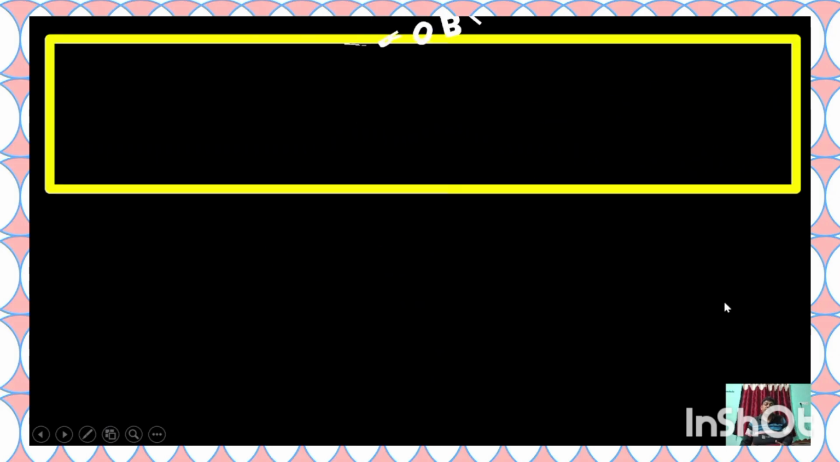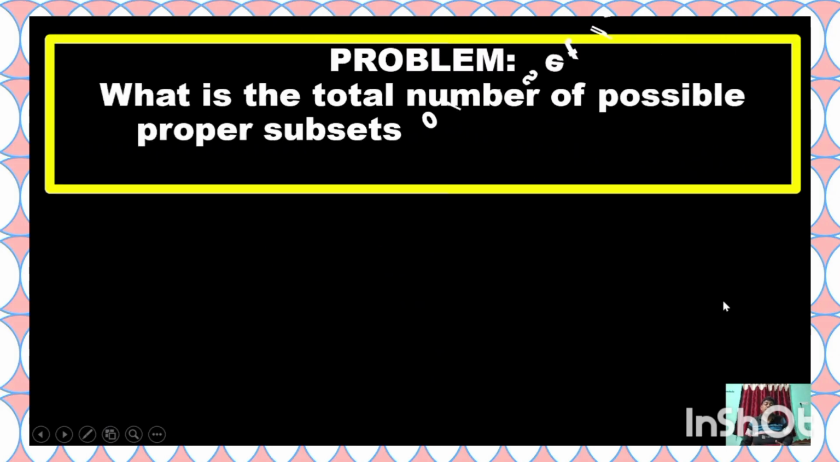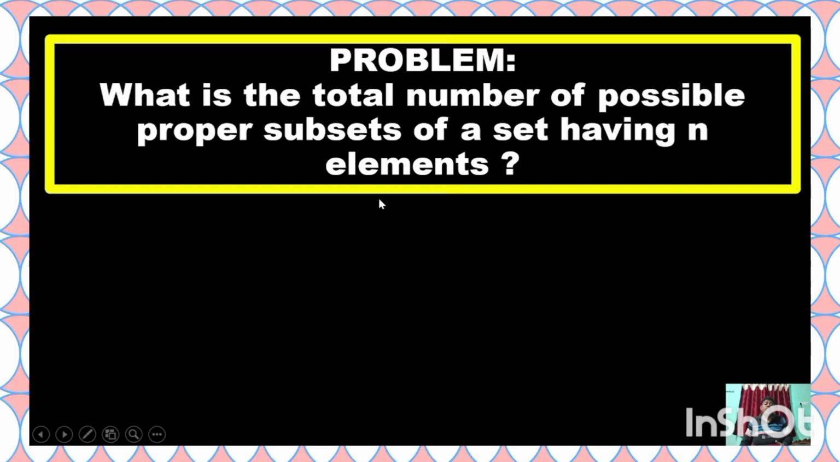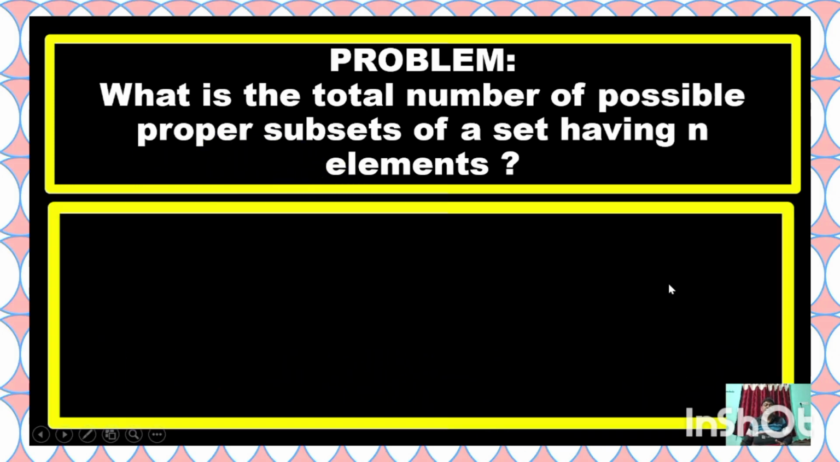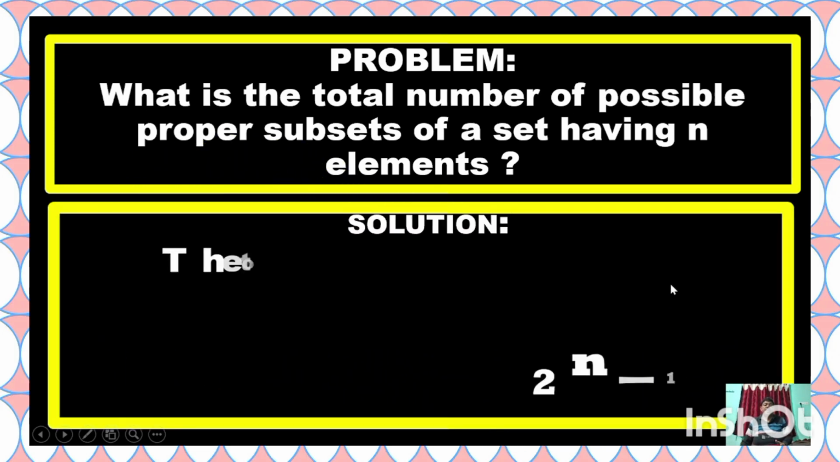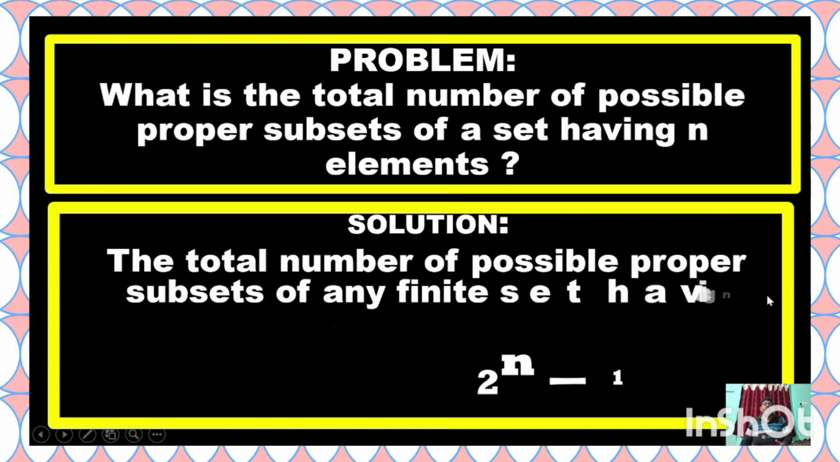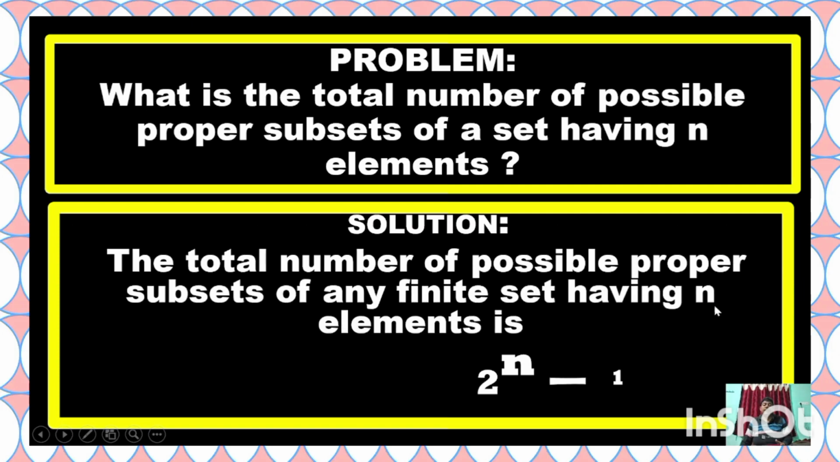Let us have another problem. A simple and fundamental problem, the same problem we discussed. What is the total number of possible proper subsets of a set having n elements? It is one of the interesting problems. How many possible proper subsets do you have to find of any finite set? So, the total number of possible proper subsets of any finite set having n elements is 2 to the power n minus 1. Note down this formula. Understand? Okay.